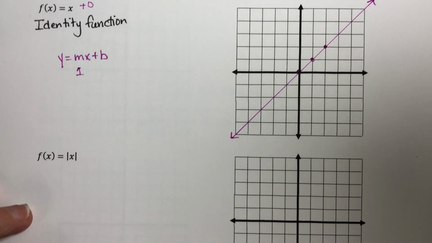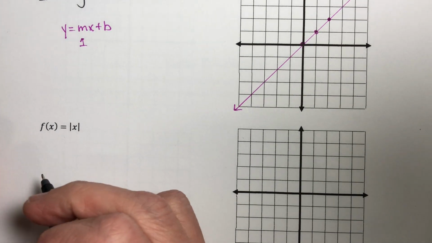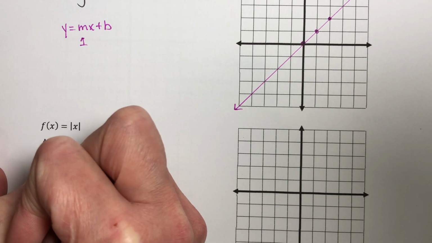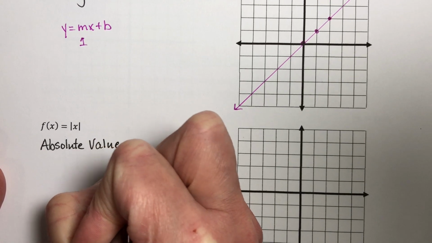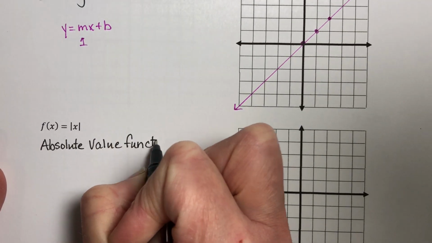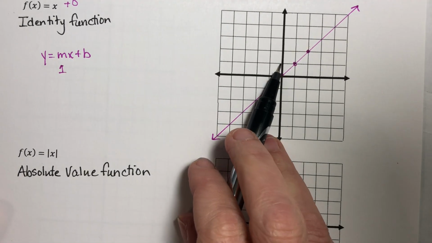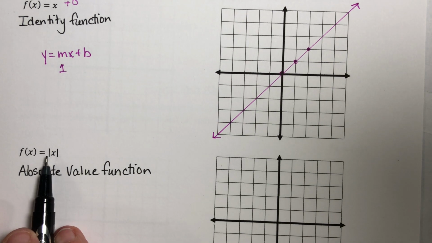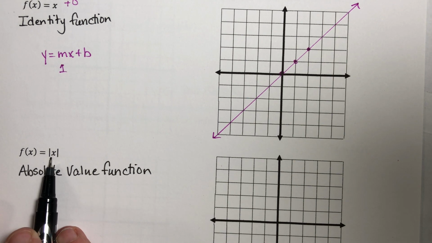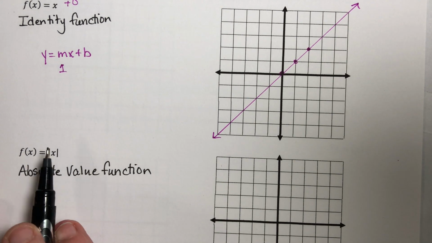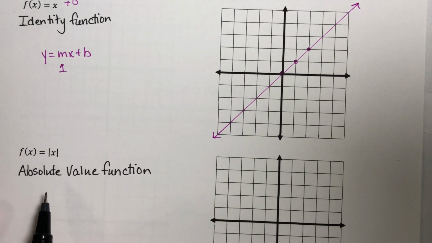Okay, let's look at this one. F of x is equal to the absolute value of x. We call this one the absolute value function. Okay, and you're going to see a definite correlation between this graph and this graph. Remember, this says you take whatever is here, you plug it in, and then you make sure that you get a positive answer out of that. So if I plug in positive 4, I get positive 4. But if I plug in negative 4, I get positive 4. So whatever we plug in becomes positive.